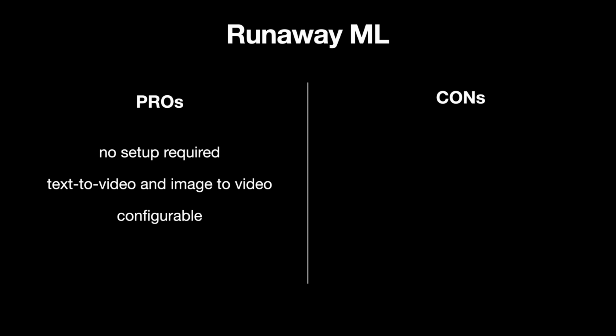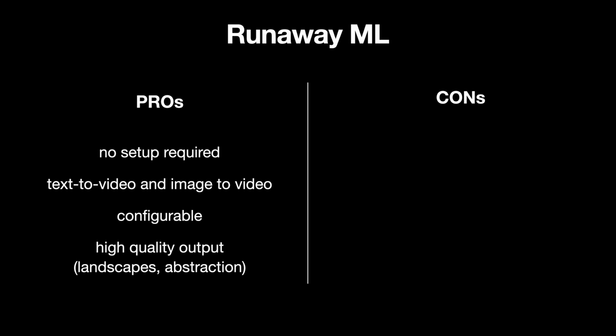And it is configurable. You can decide how much motion you want in your video. You can also add camera motion, and you can even select which part of your image you want to animate. And you'll get a high quality output, and it works especially well with landscapes and abstractions. Unfortunately, it's still not as good with the human bodies and faces, but I believe in future it will change to the better. So what are the downsides of using Runway ML?